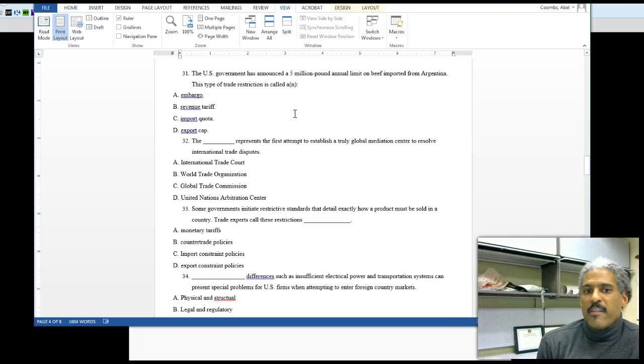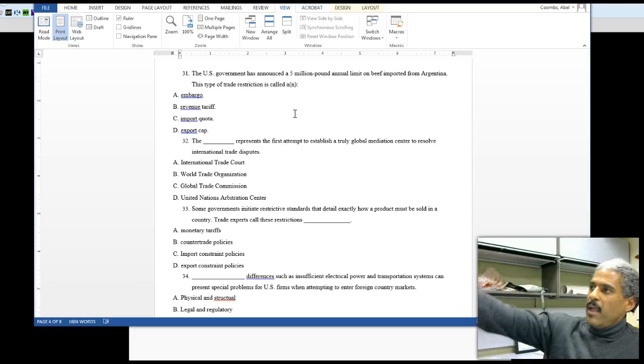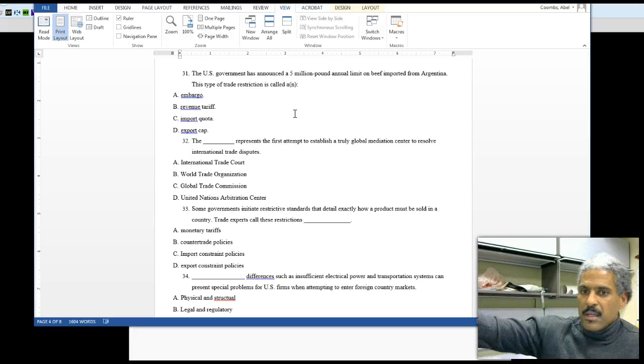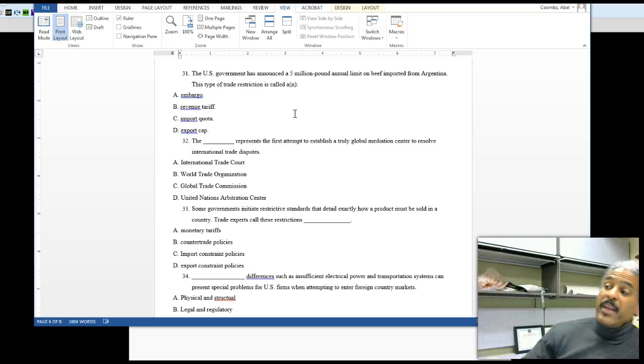31. The U.S. government has announced a 5 billion pound annual limit on beef imported from Argentina. This type of trade restriction is called C, import quota. So Argentina can export as much as it wants, but how many gets into the country is the issue.